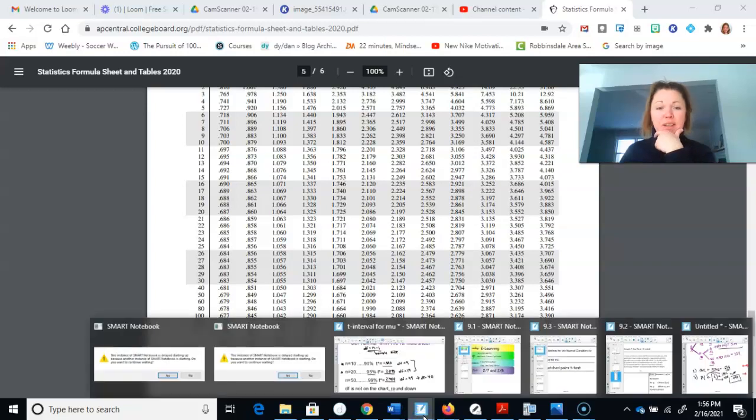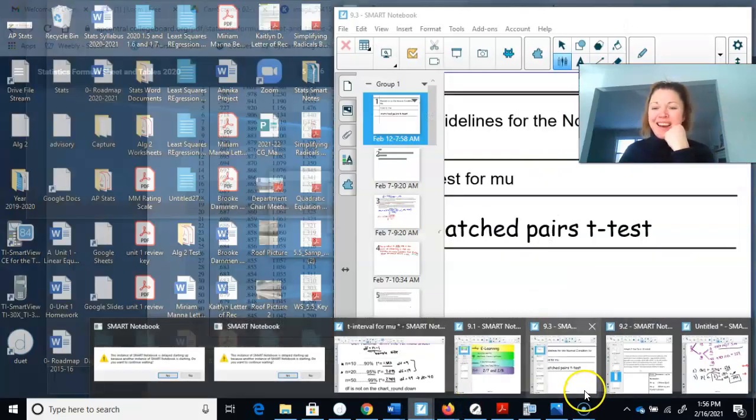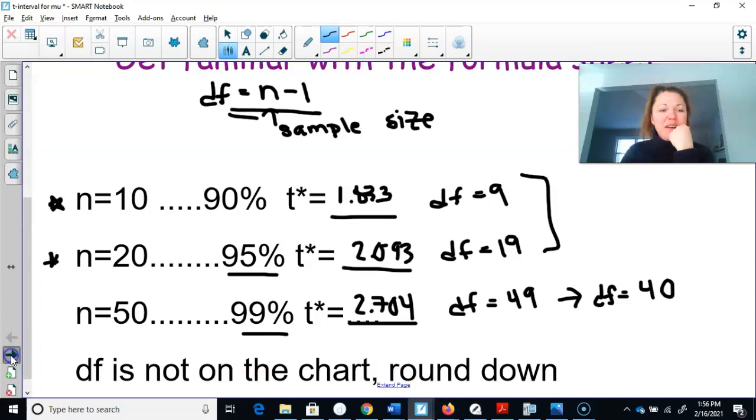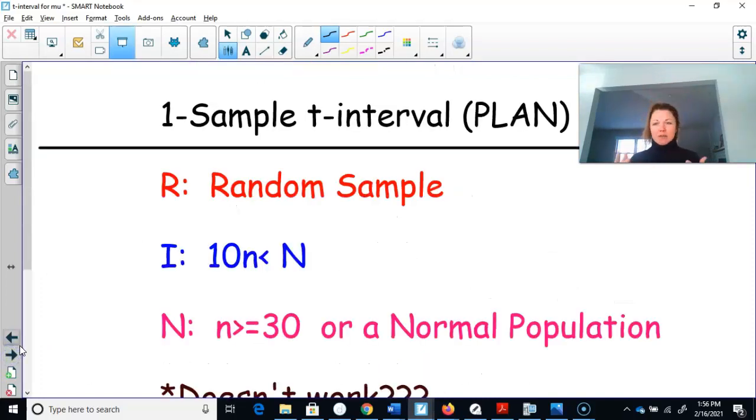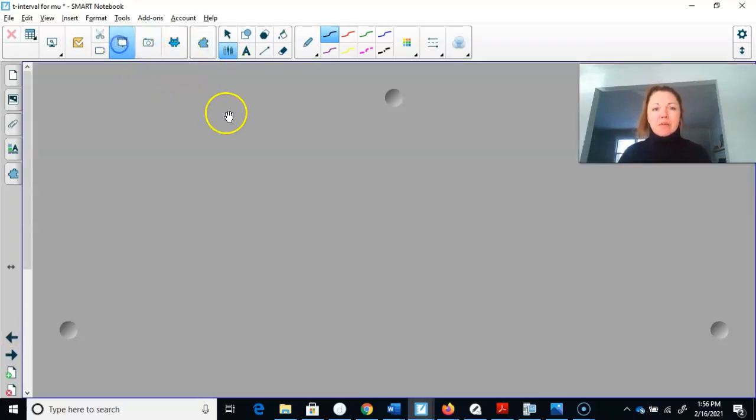Okay, we're back, guys. What we want to do now is construct some one sample t intervals. When we construct our one sample t intervals, you need to know for the plan that the conditions are going to change a little bit from the proportion. Let's talk about that now.